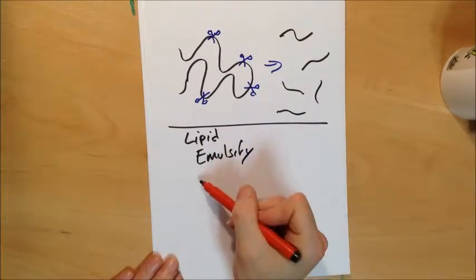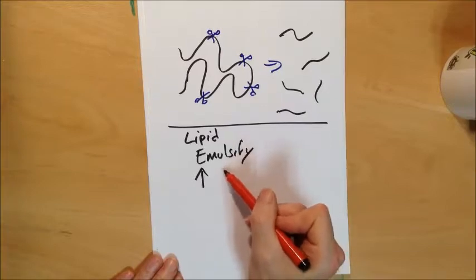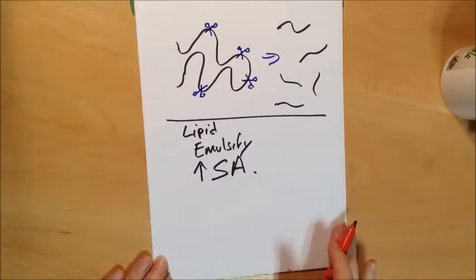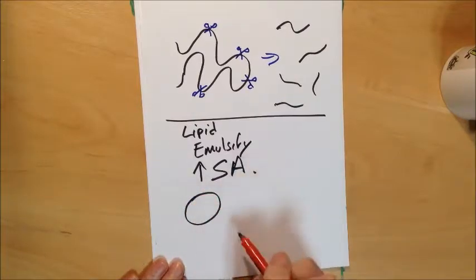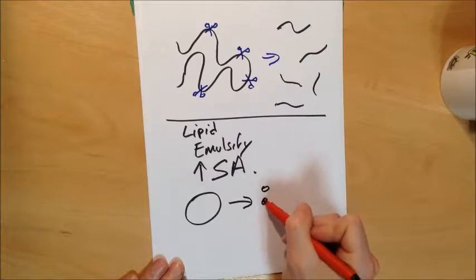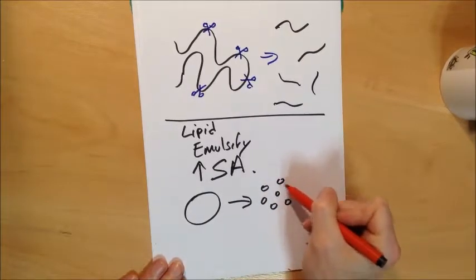And emulsification, you won't be surprised to hear because I go on about it all the time, is increasing surface area, and it's quite important. And what emulsification does is it takes large fat droplets and it breaks them up into much smaller droplets.